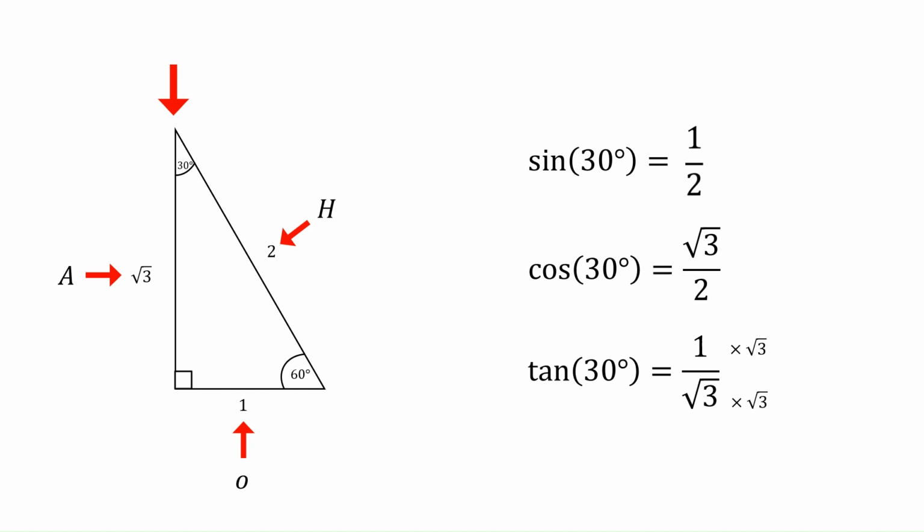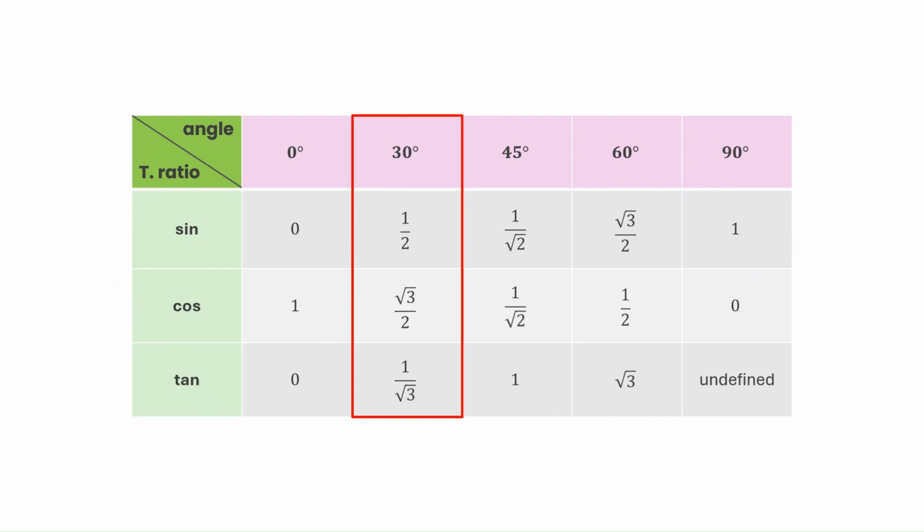Now we're going to rationalise this denominator by multiplying top and bottom by the square root of 3. Now don't worry if this step doesn't quite make sense, as we'll be covering this in more detail in a lesson on surds. And there we have it, we've worked out the last 3 exact values.